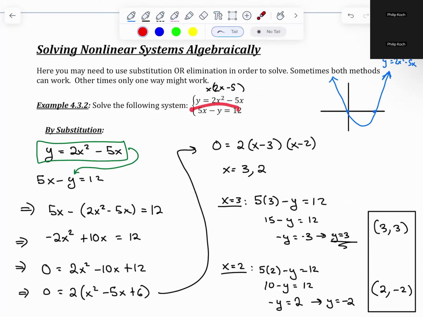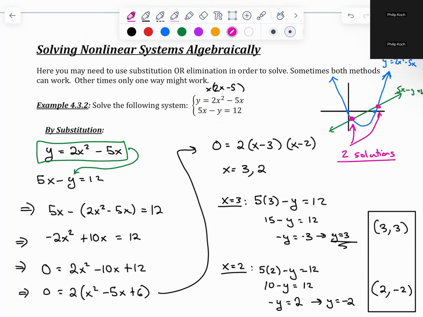And this right here is an equation of a line. It's a line with slope 5 and y-intercept -12, excuse me. So what that graph looks like is something like this. It's not perfect, my graph isn't drawn to scale, but this is 5x minus y equals 12. And we see that it has 2 intersection points, so 2 solutions.